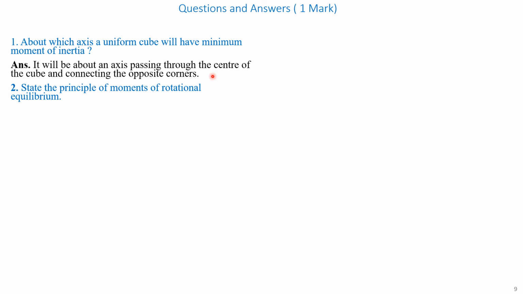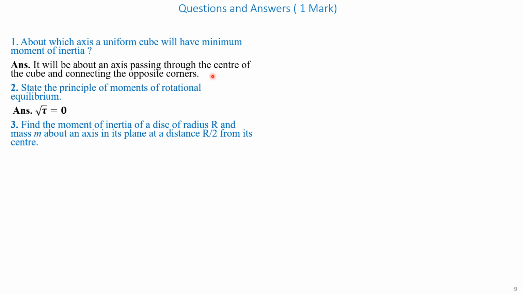Question number 2. State the principle of moments of rotational equilibrium. Answer. Sigma tau should be 0. Question number 3. Find the moment of inertia of a disk of radius r and mass m about an axis in its plane at a distance r by 2 from its center. Answer. Half of mr square. This we have already solved in the theory part of this video.